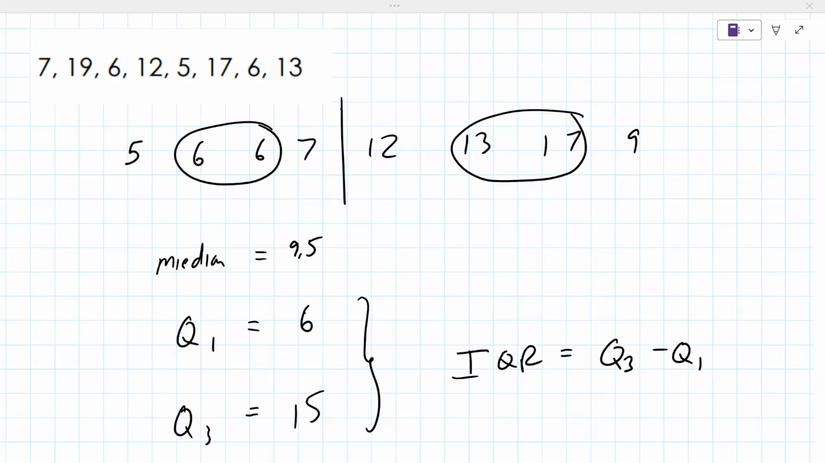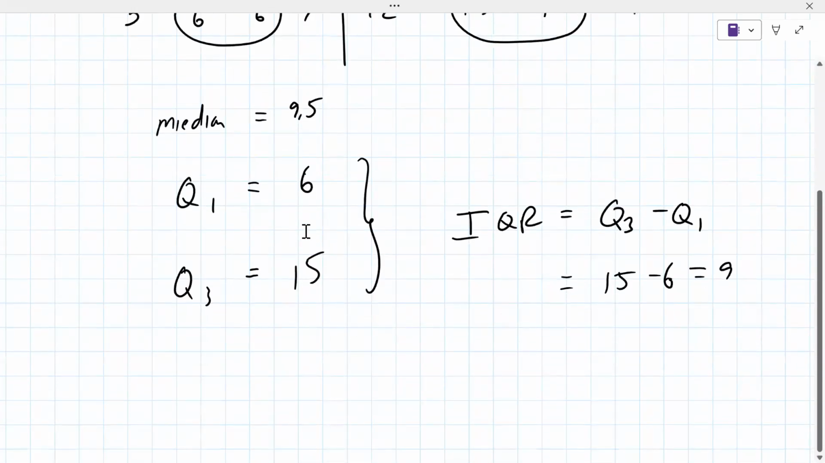No, 14. No, wait, 24. Wait, no. I added Q3 and Q1. Never mind. Keep going. Okay, so 15 minus 6, 9. Okay, very good.